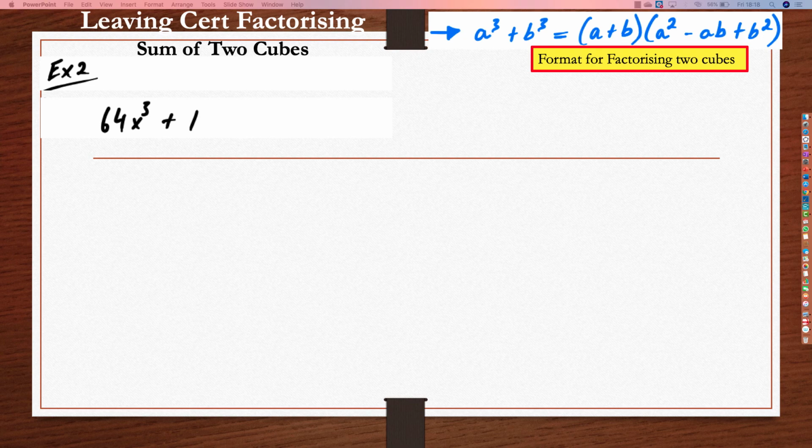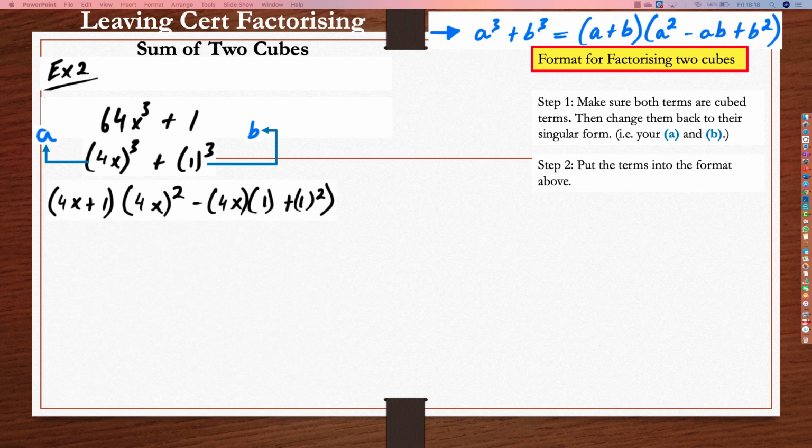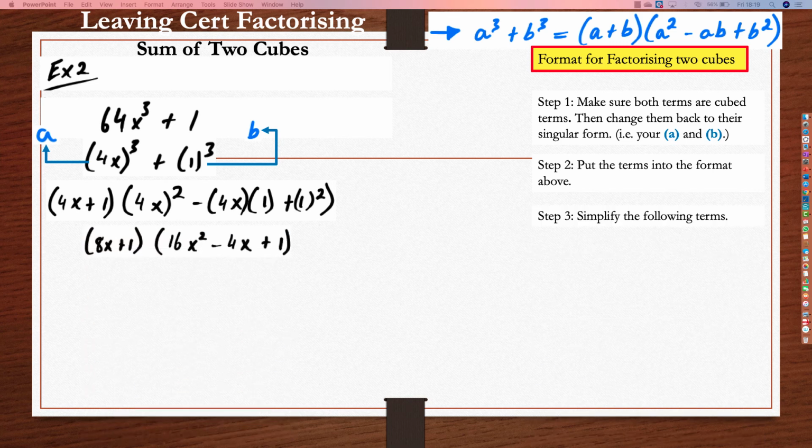Everything is the exact same, all you do is the formula slightly changes. You get the cube root of 64x cubed, which is 4x cubed. Cube root of 1 is 1 cubed. That's a plus b, which is 4x plus 1, times 4x squared minus 4x times 1 plus 1 squared, which is 16x squared minus 4x plus 1. Exact same as the last one. The only thing that's changed is the layout.